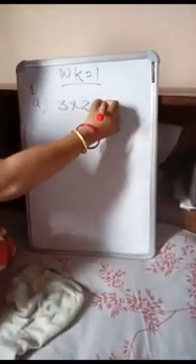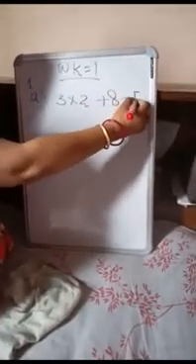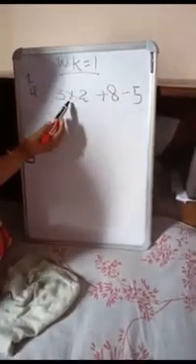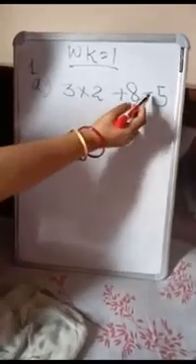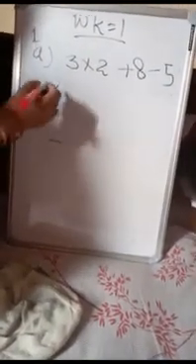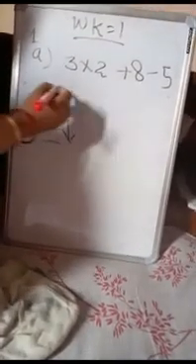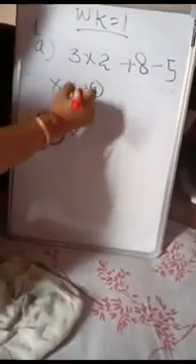3 into 2 plus 8 minus 5. So here more than 2 mathematical operations are there: multiplication sign, plus sign and minus sign. Firstly write down the multiplication sign, plus sign and minus sign. And this is the order of solving it. First, solve multiplication, second addition, third subtraction. Correct? Now let us solve it.